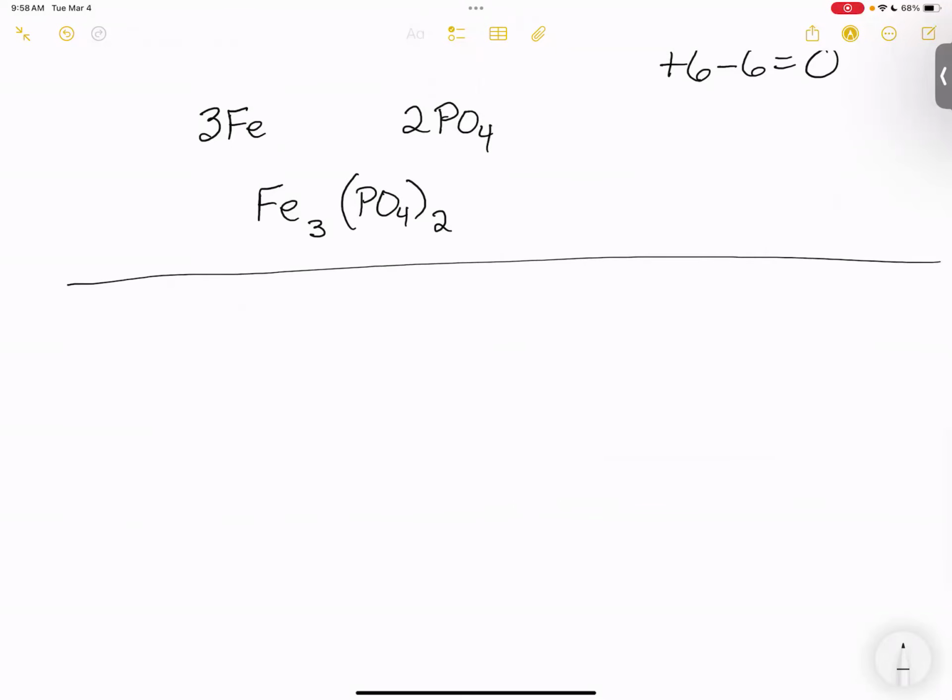Now, what we're going to be doing, getting to these formulas, is we're going to go from the name to the formula. And there is a step-by-step method you can use. The first thing you've got to do is translate the name of the cation and anion into their formula.